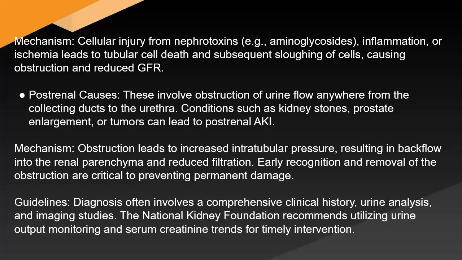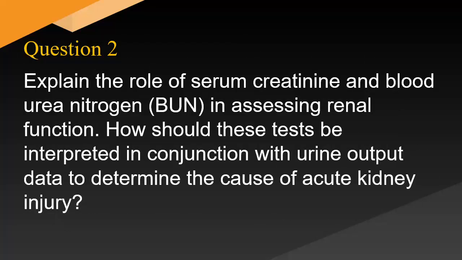Guidelines. Diagnosis often involves a comprehensive clinical history, urine analysis, and imaging studies. The National Kidney Foundation recommends utilizing urine output monitoring and serum creatinine trends for timely intervention. Explain the role of serum creatinine and blood urea nitrogen (BUN) in assessing renal function. How should these tests be interpreted in conjunction with urine output data to determine the cause of acute kidney injury?